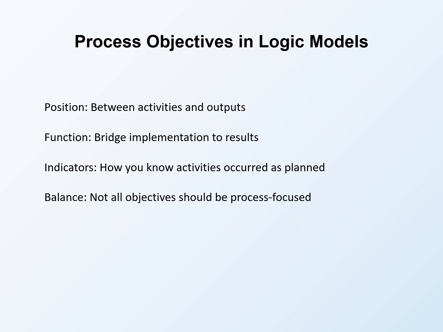Process objectives have a place in logic models. Position is typically between activities and outputs. They represent the evidence that activities occurred and produced immediate products. Function is to bridge implementation to results. Process objectives connect what you plan to do with evidence that you did it. They document the implementation pathway. Indicators specify how you know activities occurred as planned. What evidence demonstrates implementation? Process objectives identify this evidence.